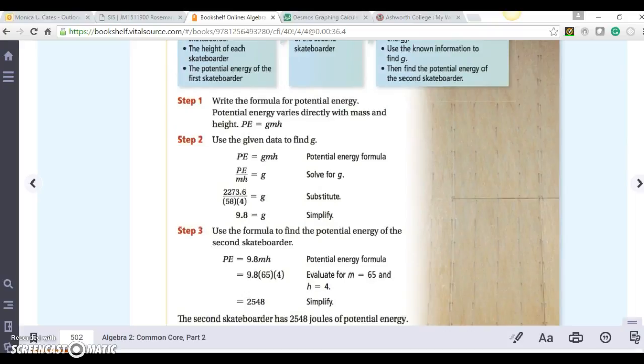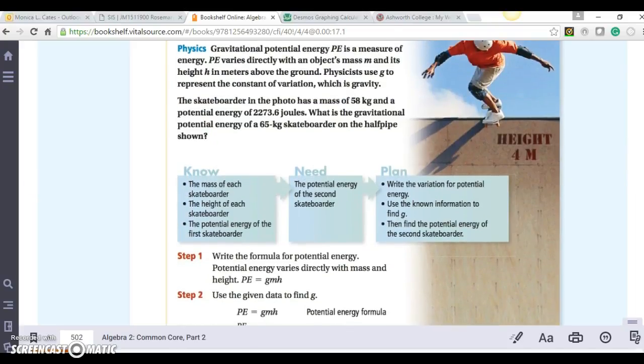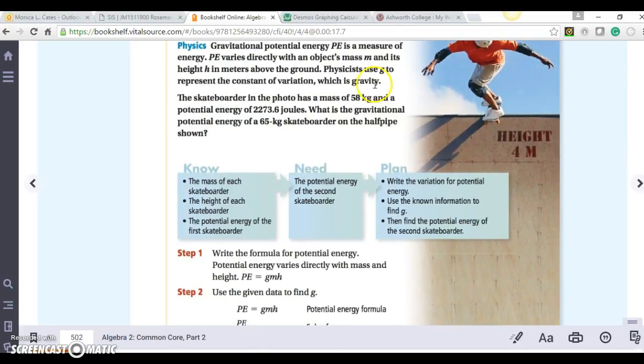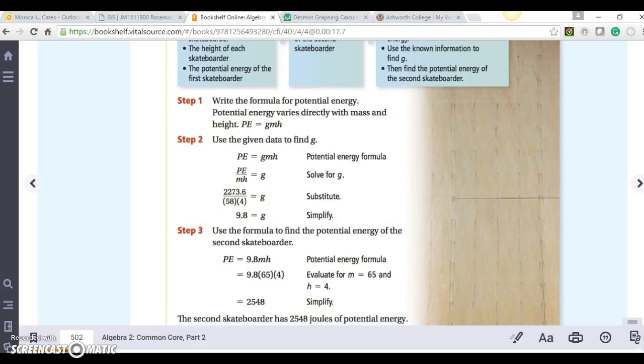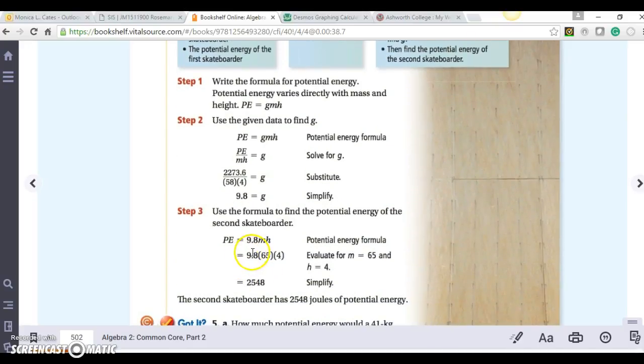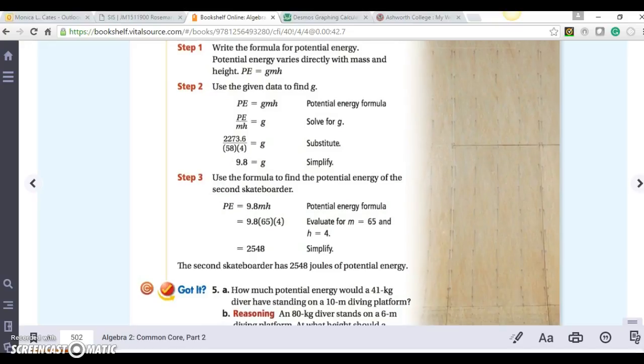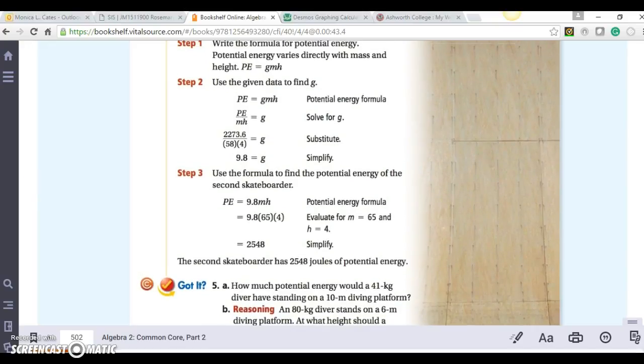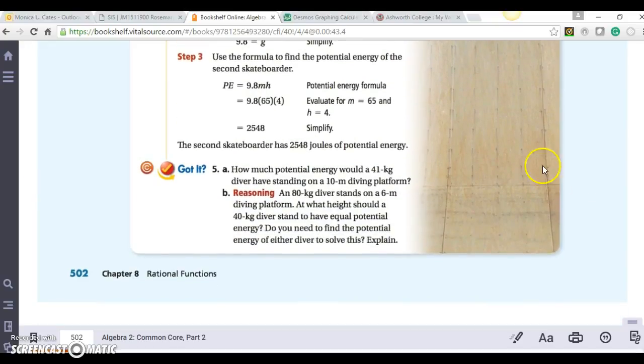All right. So now we want to find out what is the gravitational potential energy of a 65 kilogram skateboarder. Okay, so he's on the same half pipe. So you're going to plug in. We know that g is 9.8, we know he's 65 grams, and we know the height is 4 still. So we multiply all that out, and we get 2548. So the second skateboarder has a potential energy of 2548 joules. All right, let's go on to the guided.